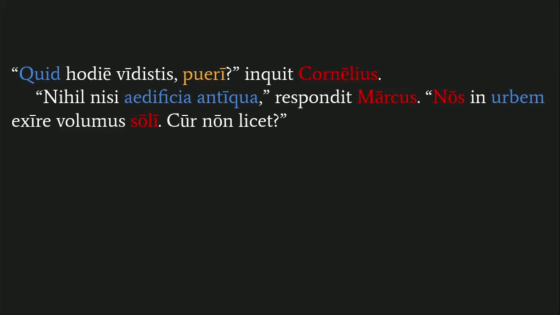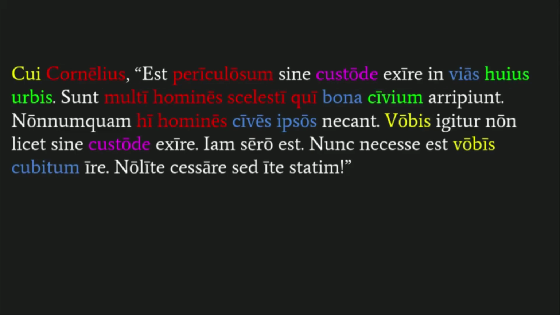Then he says nos in urbem exire volumus soli, cur non licet. So Marcus says, we, nos, there's our subject, we want, volumus, right? We want to go out into the city, exire, right? We want to go into the city in urbem, soli, alone, by ourselves. And you'll notice that soli is masculine nominative plural here because it's referring to the boys, right? We would be masculine plural here and nominative, so you have soli being that. So it's saying we want to go out into the city by ourselves. We want to go alone. Cur non licet means why is that not permitted? Why is it not allowed, right? So he's saying, why won't you let us go out into the city?